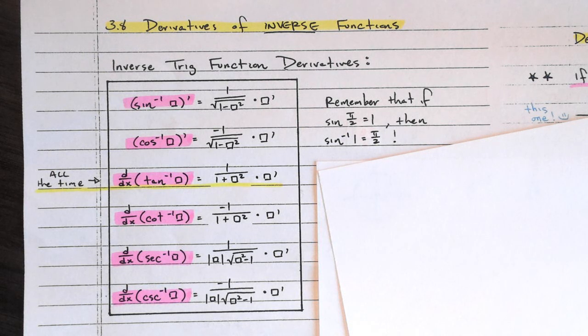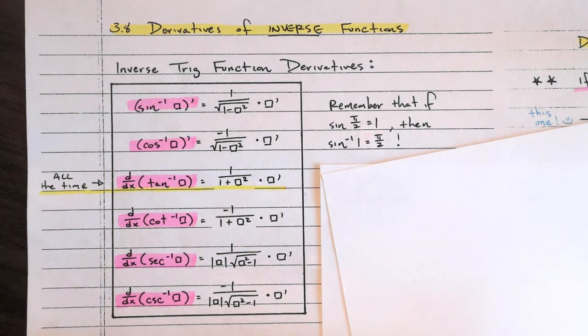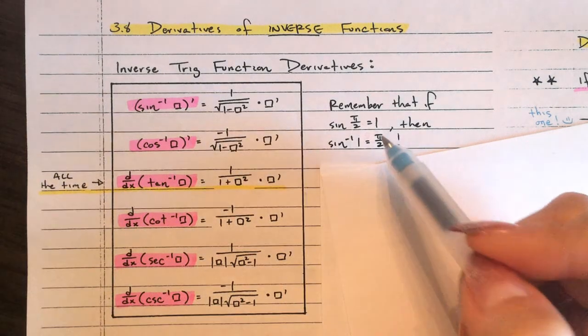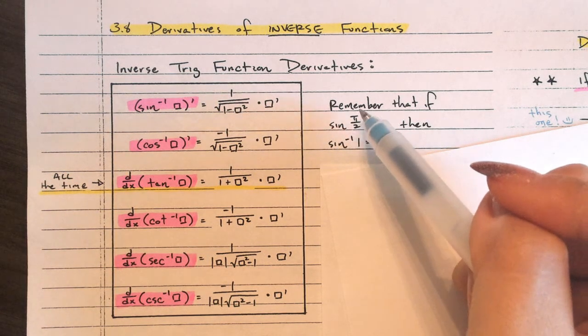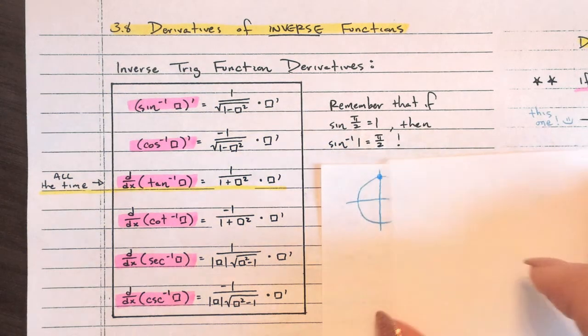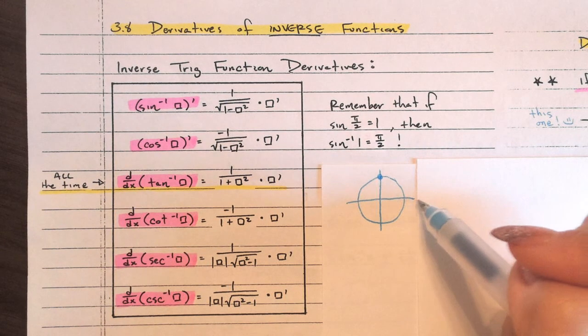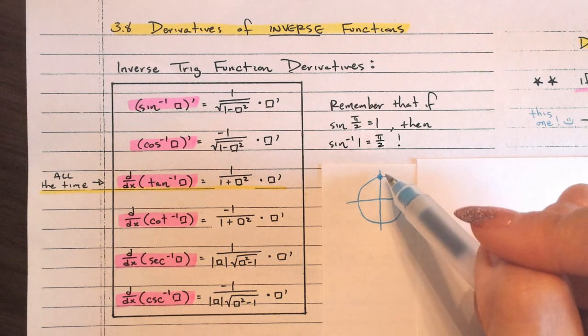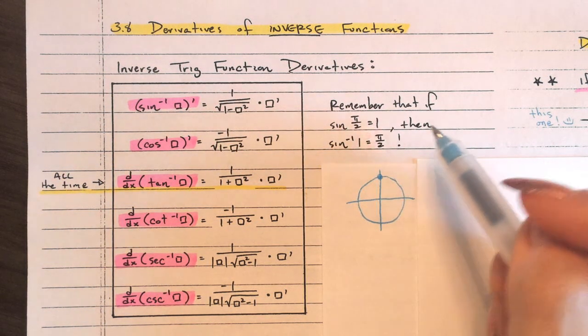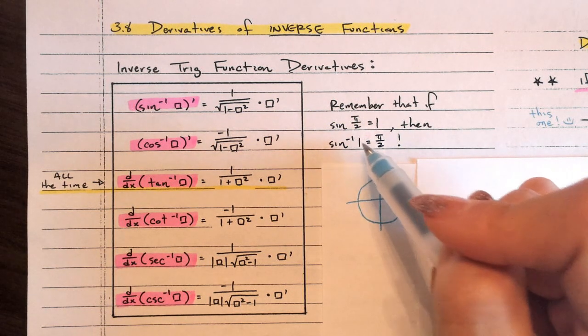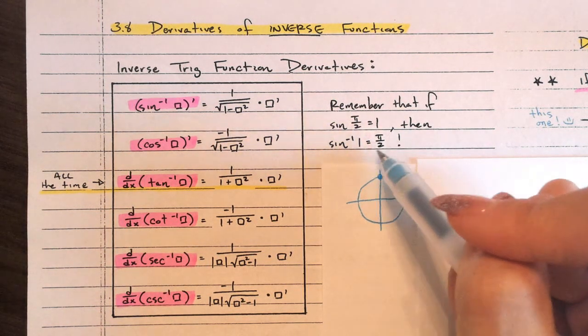Okay, so 3.8, derivatives of inverse functions. So what is an inverse function? Do you remember? I know it's been like a year. The sine of pi over 2 is 1, right? If you take the sine value of pi over 2, which is 90 degrees, it's 1, because the point is (0, 1), and the sine value is the y value on the unit circle. So then the sine inverse of 1 gives you this answer, pi over 2.